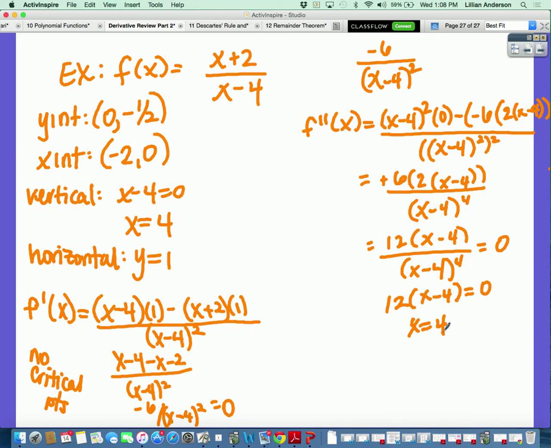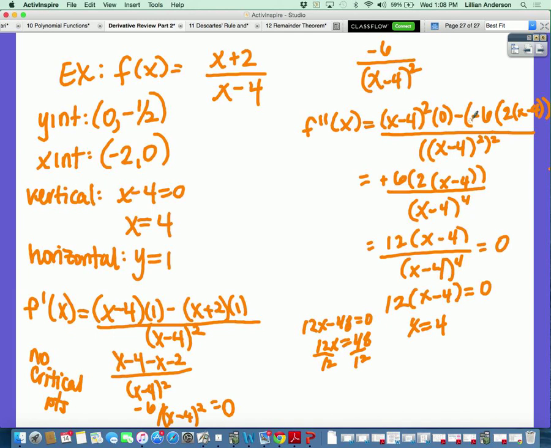Wait, what did you do with the bottom? Okay, so negative 12x minus 48 equals 0. Add 48, divide by 12. I got a different second derivative. I got negative 12x plus 48. Okay, so I did that wrong. If I flipped it, it still gets me the same thing.